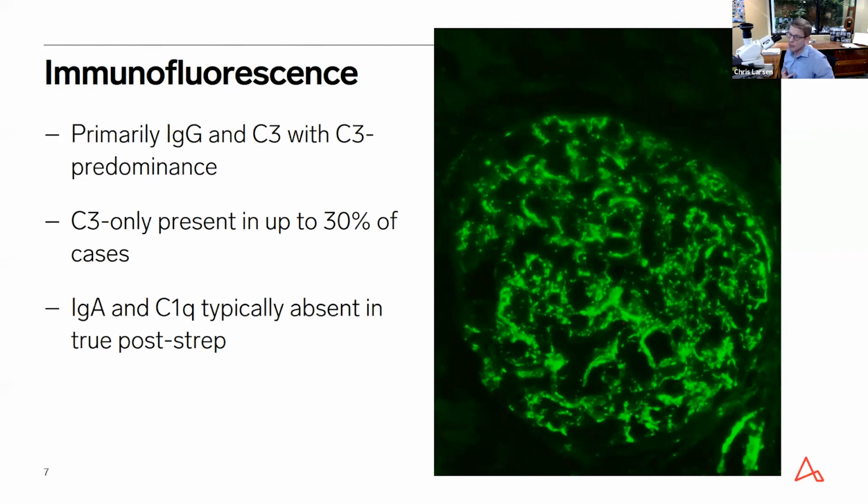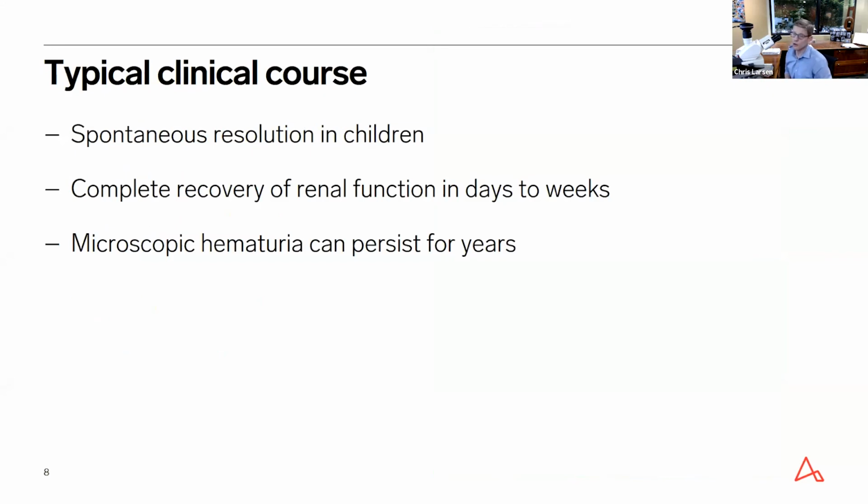But in fact, C3 glomerulonephritis is a fairly rare disease in clinical practice, whereas infections are quite common. So I would say more often C3 only cases in practice end up being infection associated. IgA and C1q are typically negative. So your typical clinical course, these kids, this is a self-limiting disease. Typically these kids are going to resolve, they're going to do well, have complete recovery of renal function over a period of weeks. That said, monitoring them, they will oftentimes have microscopic hematuria that persists for a long time after this.